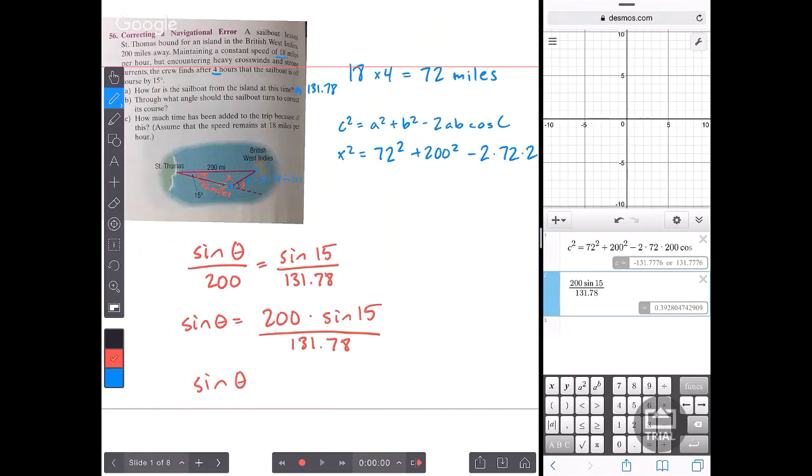I think we're fair. Okay, sine of theta equals 0.39. So inverse sine of all of this gives 23.13.